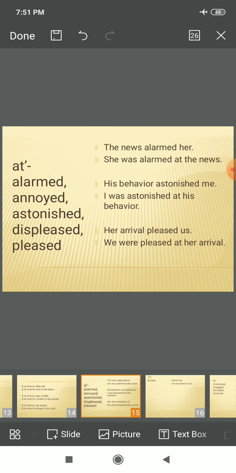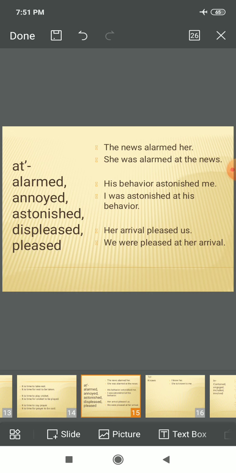So, at is used with the following verbs which I have listed. Alarmed, annoyed, astonished, displeased, pleased, etc. I have quoted some of the examples. His behavior astonished me. Astonished means I was highly surprised at something, like when I get shocked at something, right? His behavior astonished me. I was astonished at his behavior. I will not say I was astonished by his behavior.